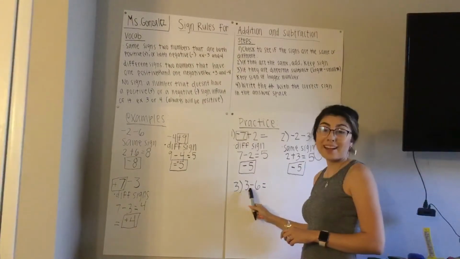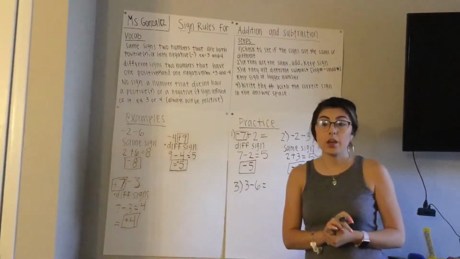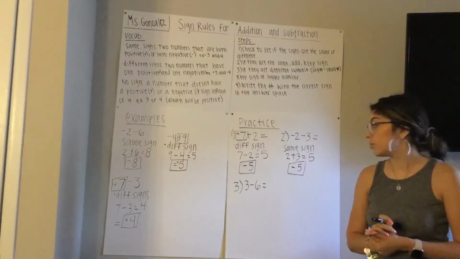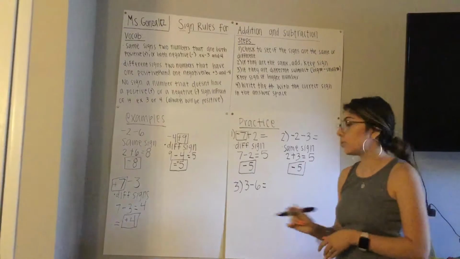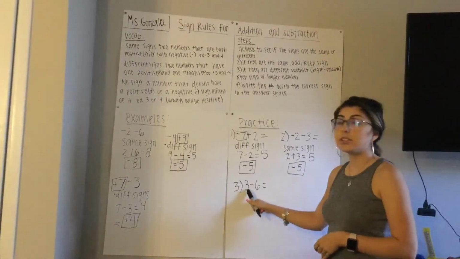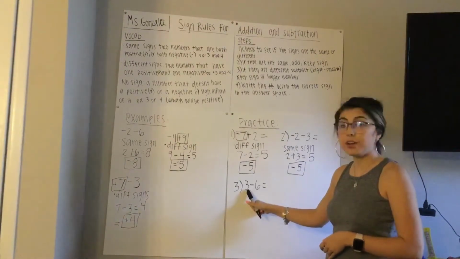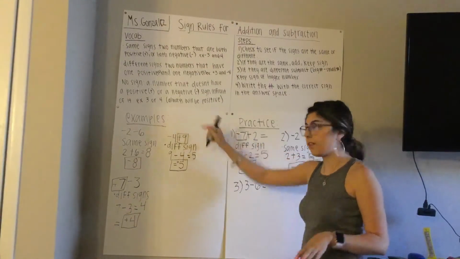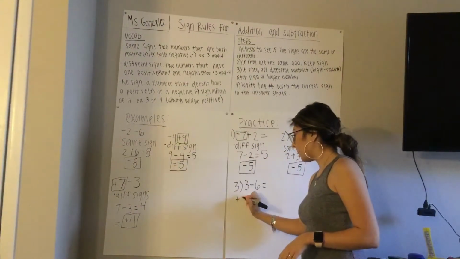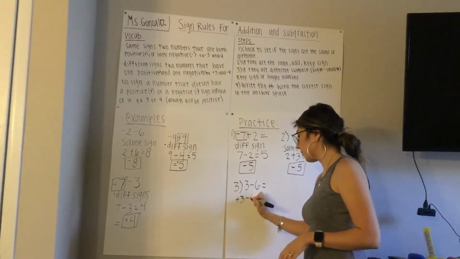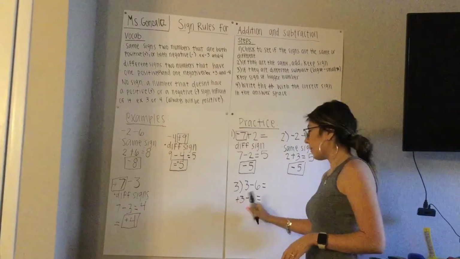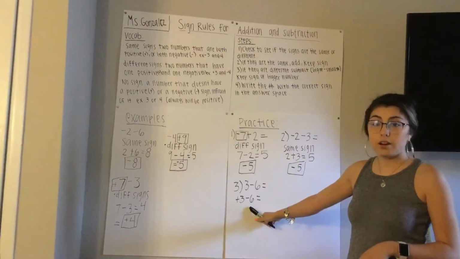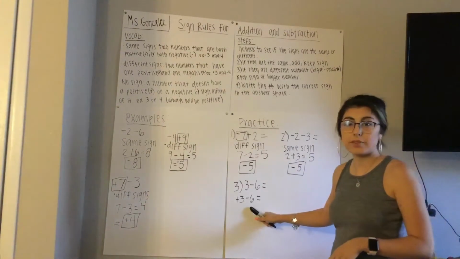All right. 3 minus 6. Okay. What kind of problem do we have here? Different signs? That's correct. And why is that? Because there's no sign in front of that 3, correct? And what does that mean? It's always going to be positive. So let's go ahead and rewrite that. Positive 3 minus 6, correct? All right, so what does this make this? This makes this a different sign problem.